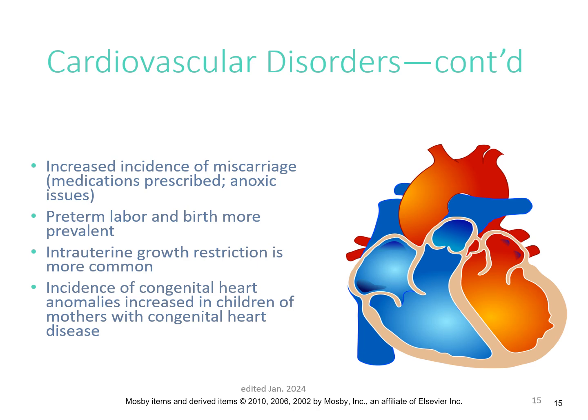IUGR, intrauterine growth restriction. This is when the fetus does not get enough nutrients and/or oxygen, and therefore doesn't grow well. This is something that happens in the middle of the second through the third trimester. If there's not enough oxygen and/or nutrients getting to the baby, it's going to affect fetal growth. The incidence of congenital heart anomalies in children of mothers with congenital heart disease has increased. Interestingly enough, if a mom has congenital heart disease, her baby can be at risk of that also.